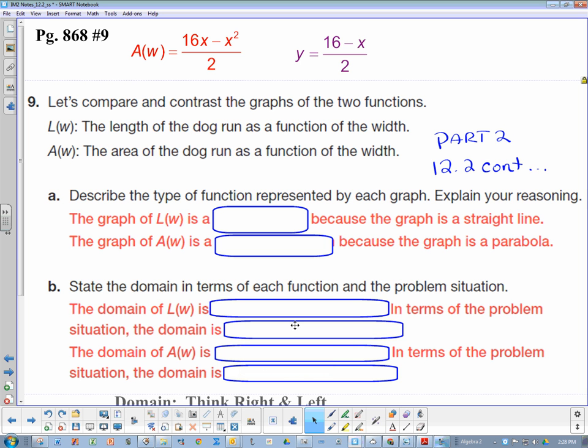This is section 12.2 continued, part 2. This is what we did not finish in class. It's beginning on page 868, and this is with number 9.